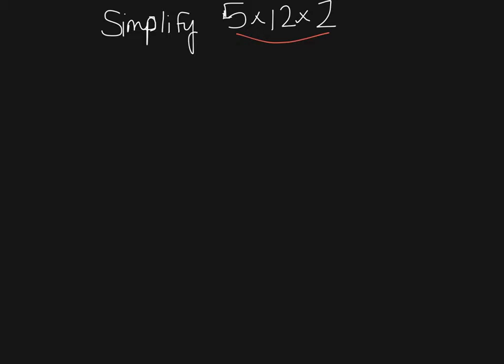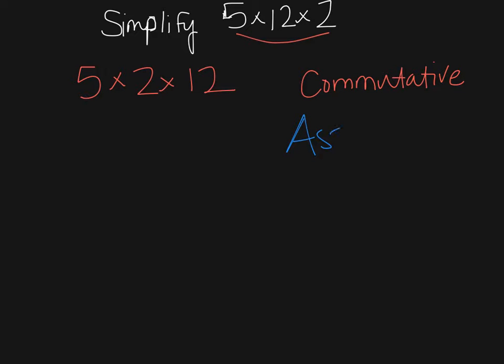So I'm going to use the commutative property of multiplication to switch my numbers around. So I'm going to do 5 times 2 times 12. Then I'm going to use the associative property, sorry, my C always has a hard time catching it, A-T-I-V-E, associative property, to put grouping symbols to say I'm going to do 5 times 2 first, and then I'm going to multiply my 12 in.